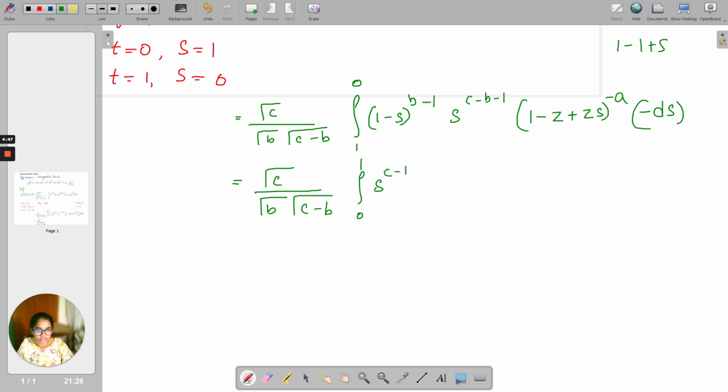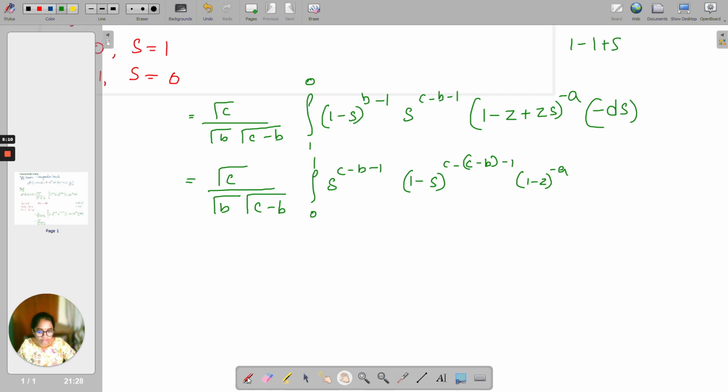So what would I get? s to the power c minus b minus 1. Here I'll write (1 minus s) to the power c minus b minus 1. And (1 minus z) to the power minus a, if I take it common, I would get (1 plus z divided by z minus 1 into s) to the power minus a into ds.